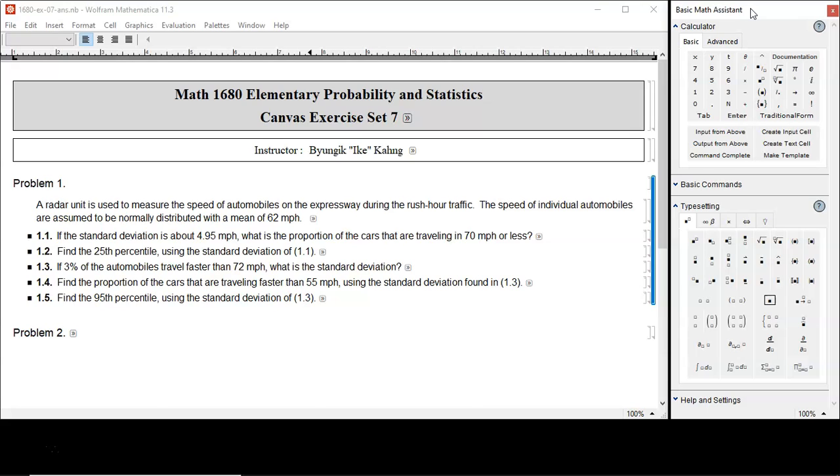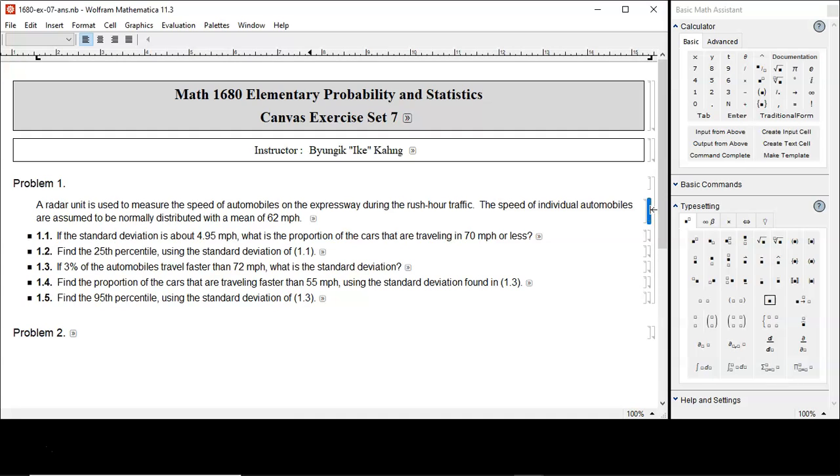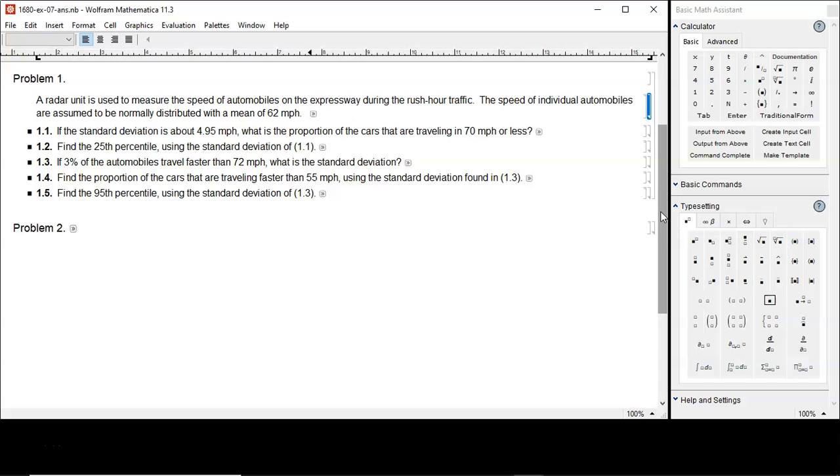Okay, here we go. A radar unit is used to measure the speed of automobiles on the expressway during rush hour traffic. The speeds of individual automobiles are assumed to be normally distributed with a mean of 62 miles per hour. If the standard deviation is about 4.95 miles per hour, what is the proportion of the cars that are traveling 70 miles per hour or less? I hope you can see that this is a straightforward probability computation. Also, 70 miles per hour or less, so the shading is to the left.